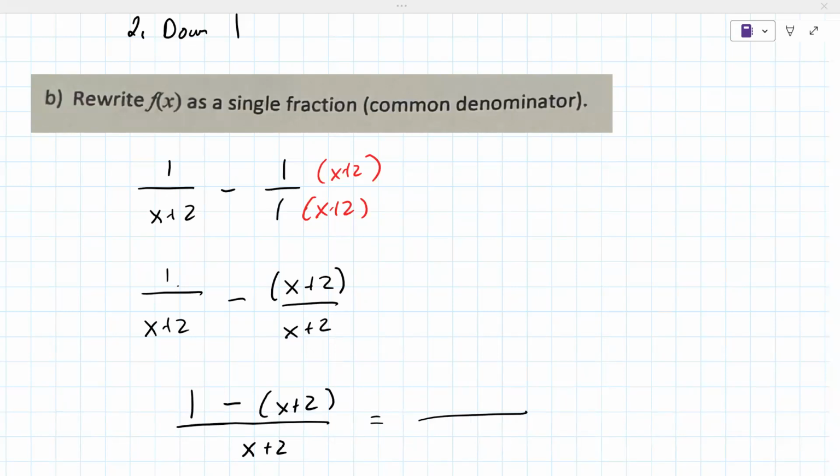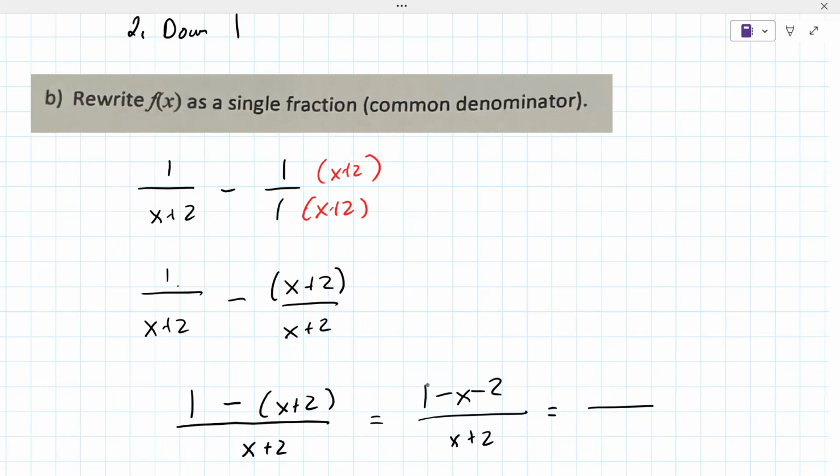For example, we just did the three. That negative gets distributed inside. It becomes 1 minus x minus 2. No, there's no 3.